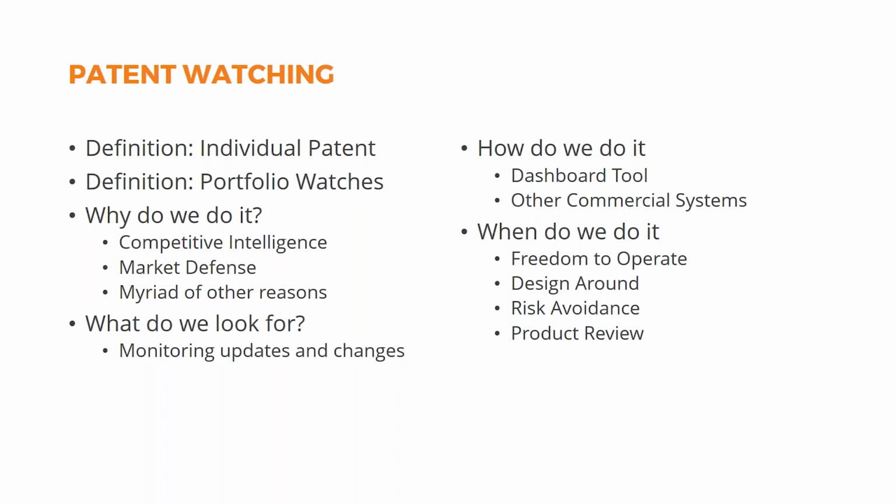What do we look for? We look for changes in claims. We look for changes in attorneys. We look for changes in ownership. We look for changes in general that have lots and lots of different logical business inferences that you can take from it. How do we do it?